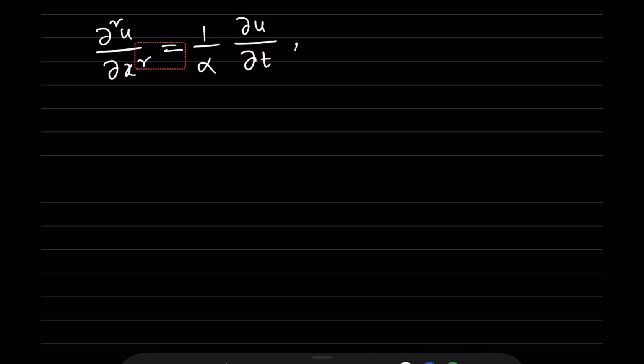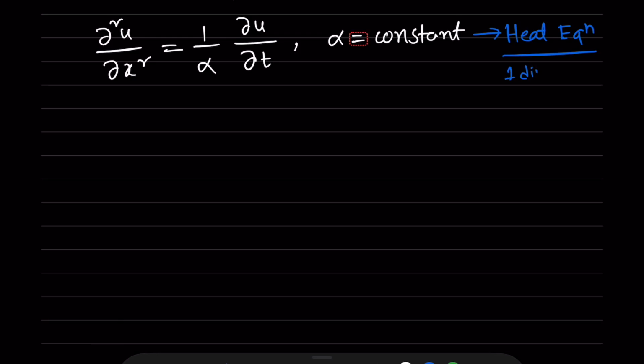Here alpha is a constant. Now this PDE is known as the heat equation. And as you can see, there is only one direction here, x or x1. So this is called the heat equation in one direction, the one-directional heat equation.